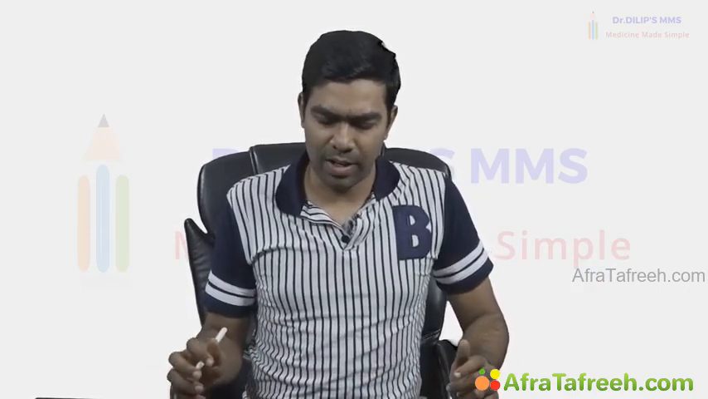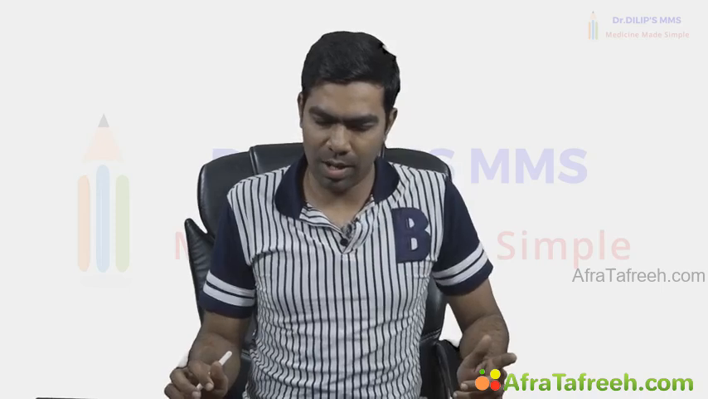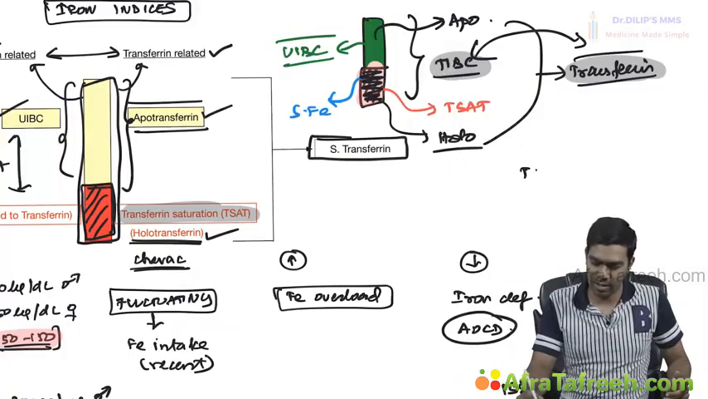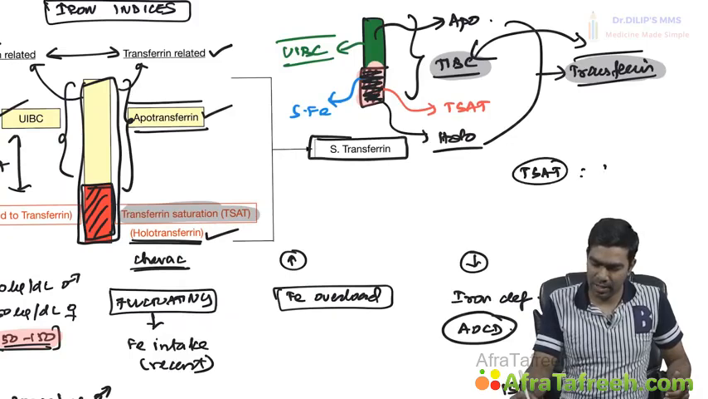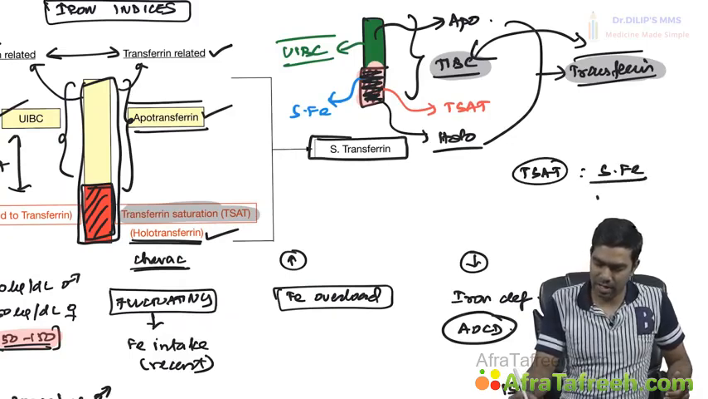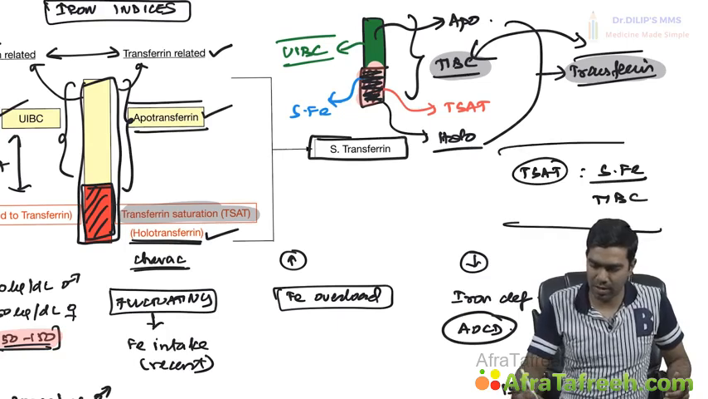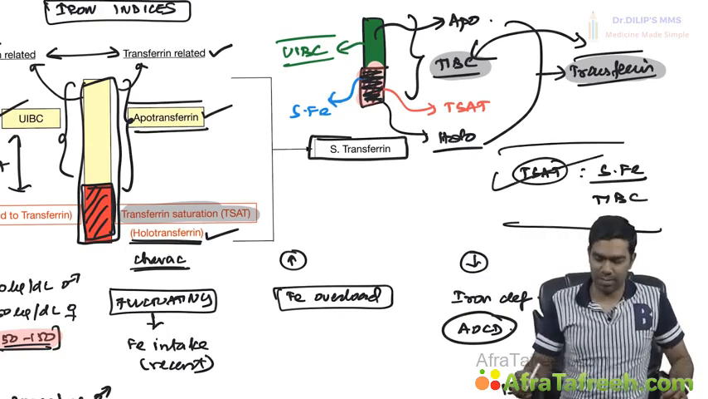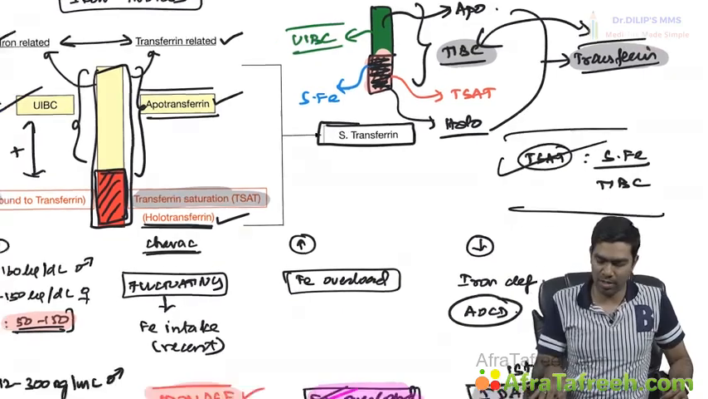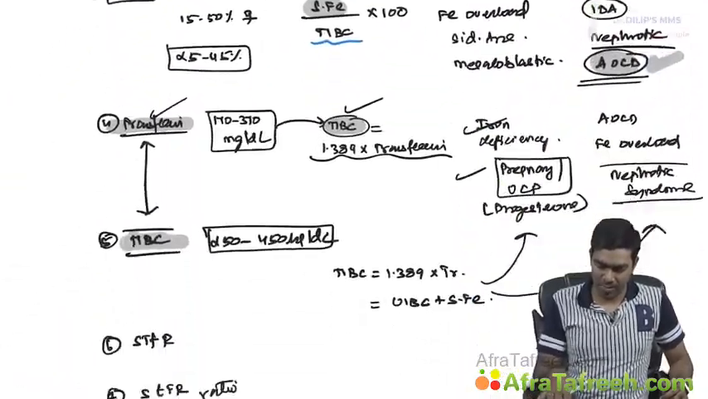That is why, whenever you want to calculate the transferrin saturation, it is the serum iron divided by the total iron binding capacity. That will give you the transferrin saturation. As simple as that. That is why the transferrin saturation formula is serum iron divided by TIBC.